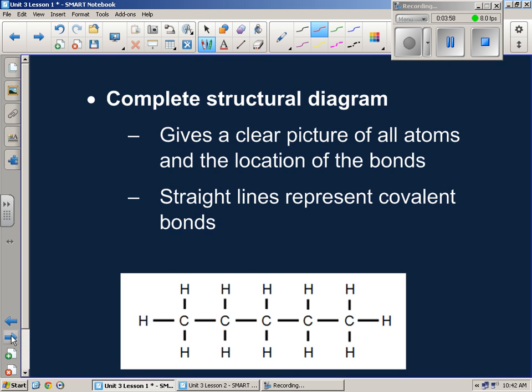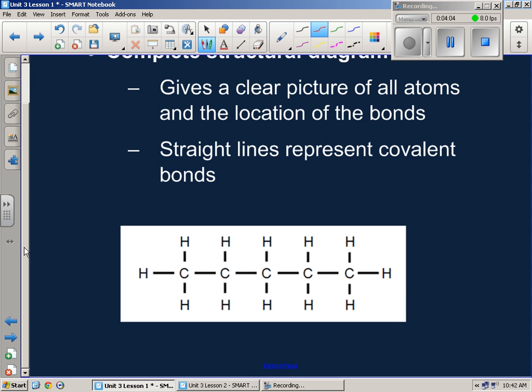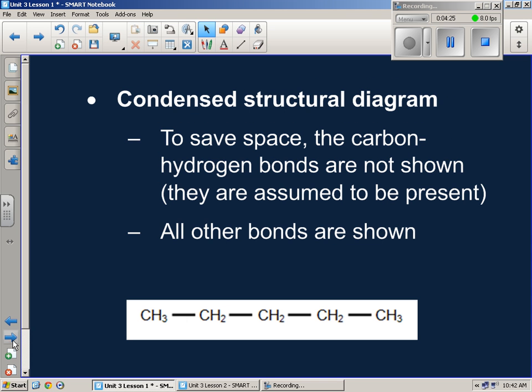Complete structural diagram. Sometimes this is nice to give us an exact, clear picture of what this is going to look like, so there's no doubt about it. This is what C5H12 can look like. This is the one we are talking about. Shows every bond, shows every atom linked to everything, complete. There is also a condensed structural diagram, which is the one we probably use the most. The condensed structural diagram, basically to save some space, just shows the carbon to carbon bonds.